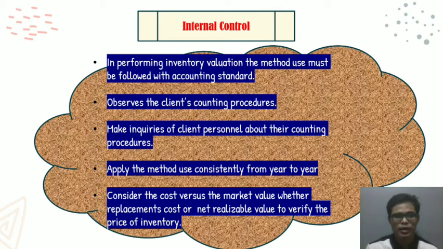The fourth is the auditor needs to investigate whether the management applies the method used consistently from year to year. And the last one is the auditor needs to consider the cost versus the market value, whether the replacement cost or net realizable value, in order to verify the price of inventory.